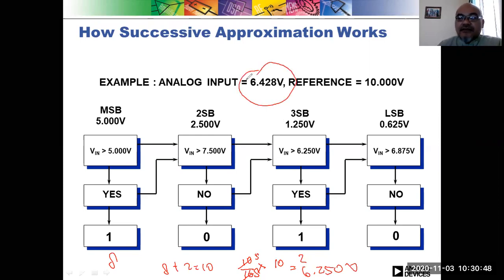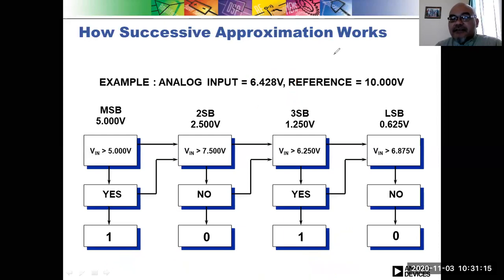So the accuracy, the error will be this minus this one. So about 0.1 something volt. Okay, so if you want to have less error, of course, what you can do is increase the resolution to 8-bit, for example, or 6-bit. But then you will need more time to convert. So this is how successive approximation works.